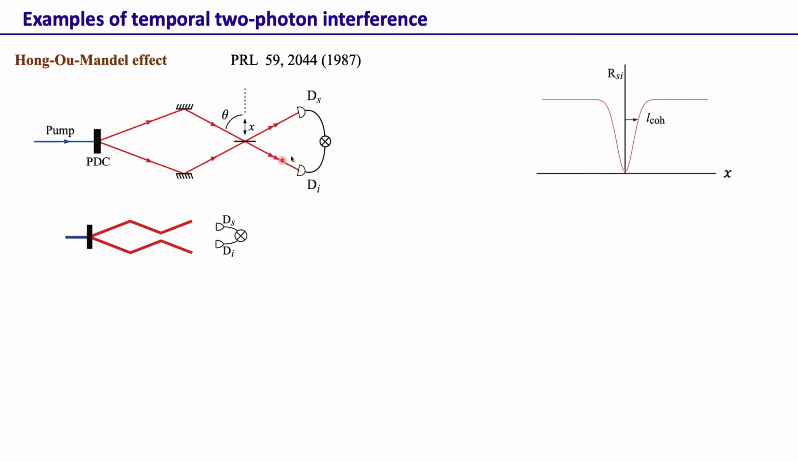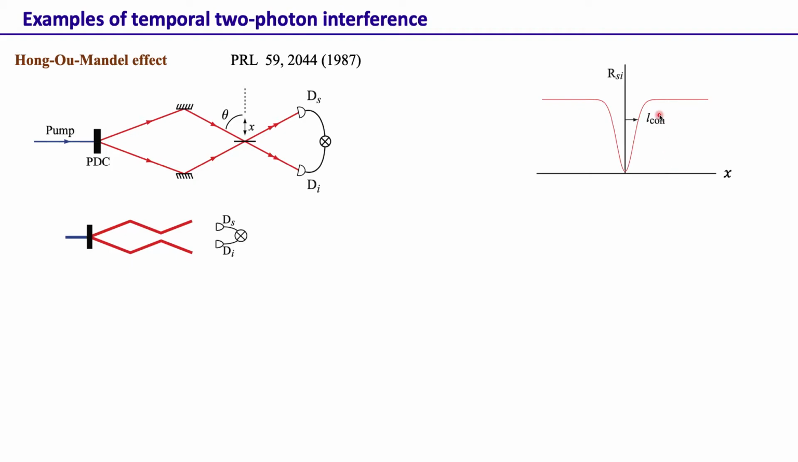In this experiment, the effect that was seen is that when this beam splitter is moved up and down, the coincidence count rate actually changes, and when the beam splitter is in the balanced position, that means when x is 0, there was no coincidence over here. What that means is that there is no event when one photon goes this way and one photon goes that way. If there is no coincidence, that means both the photons either go this way or they go that way.